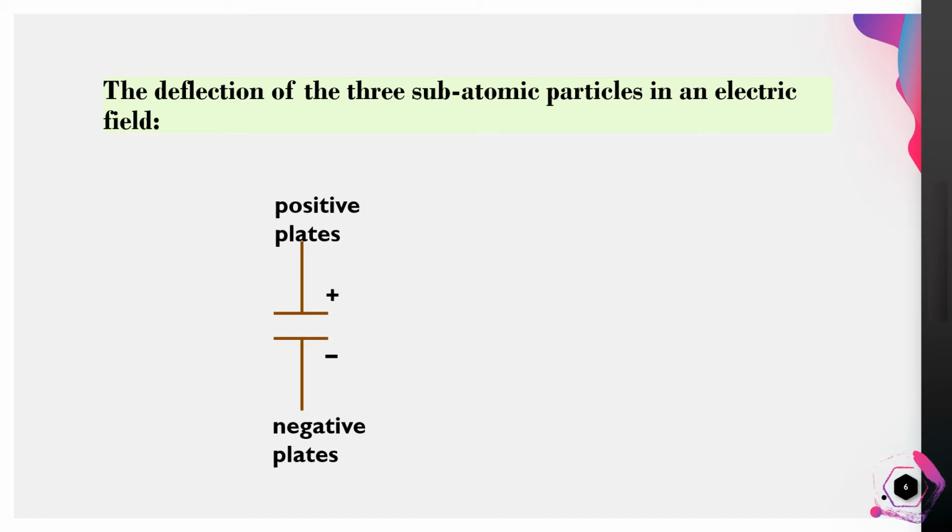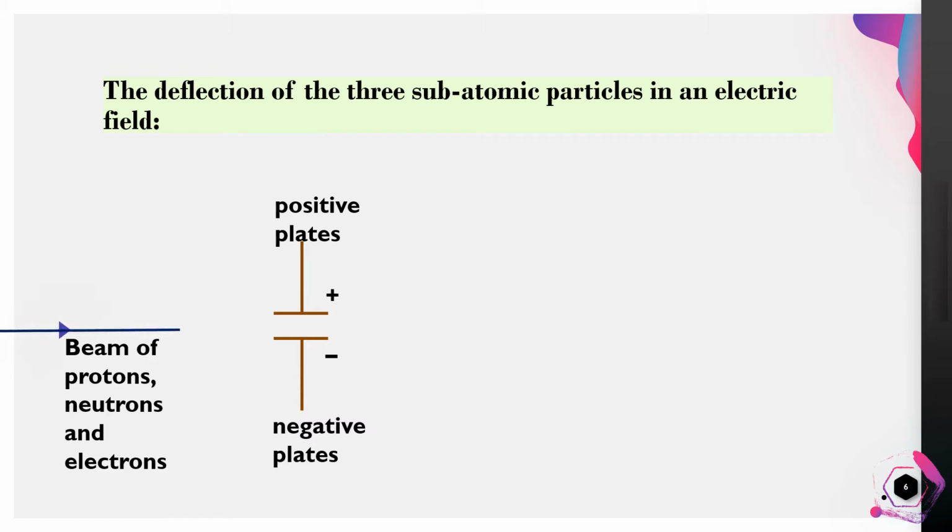Okay, so the slide here shows the effect of an electric field on the subatomic particles. The subatomic particles will be deflected according to their charge. Here we have the beam of protons, neutrons, and electrons. When they go through the electric field, the neutron is not affected by the electric field, so it will go straight.